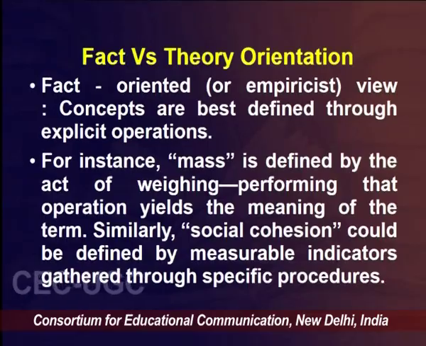The fact-oriented or empiricist view implies concepts are best defined through explicit operations. For instance, mass is defined by the act of weighing, and that is, performing that operation yields the meaning of the term. Similarly, social cohesion could be defined by a measurable indicator gathered through specific procedures.